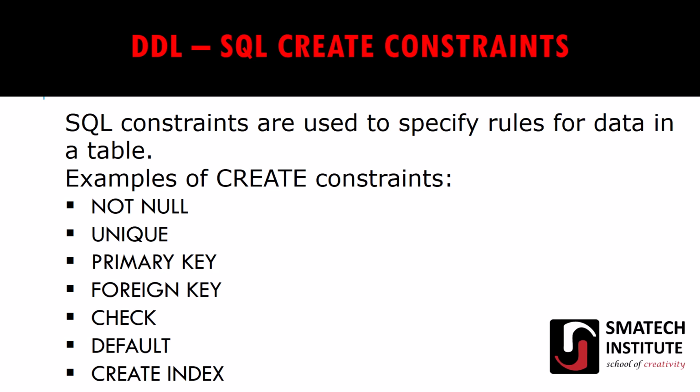Foreign key. This establishes a relationship between two tables, and ensures that the value in one table corresponds to a value in another. Check. This ensures that column values meet a specified condition. Default. This assigns a default value to a column if no value is provided during data insertion. Create index. This speeds up data retrieval by creating indexes on columns.